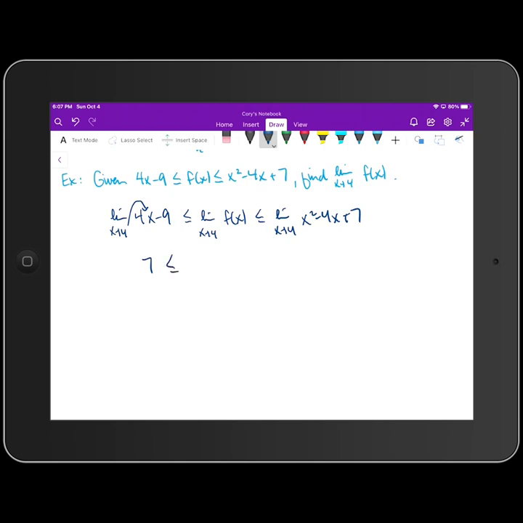Okay, now I can do the same thing with the last limit. The limit as x approaches 4 of x squared minus 4x plus 7. Okay, so when I plug 4 in the place of x, we get 4 squared, which is 16, minus 4 times 4, which is 16. So 16 minus 16 is 0. 0 plus 7 makes that limit equal to 7 as well. And if both of those limits are equal to 7, then that forces the limit as x approaches 4 of f of x to be equal to 7 as well. Okay, utilizing the squeeze theorem.